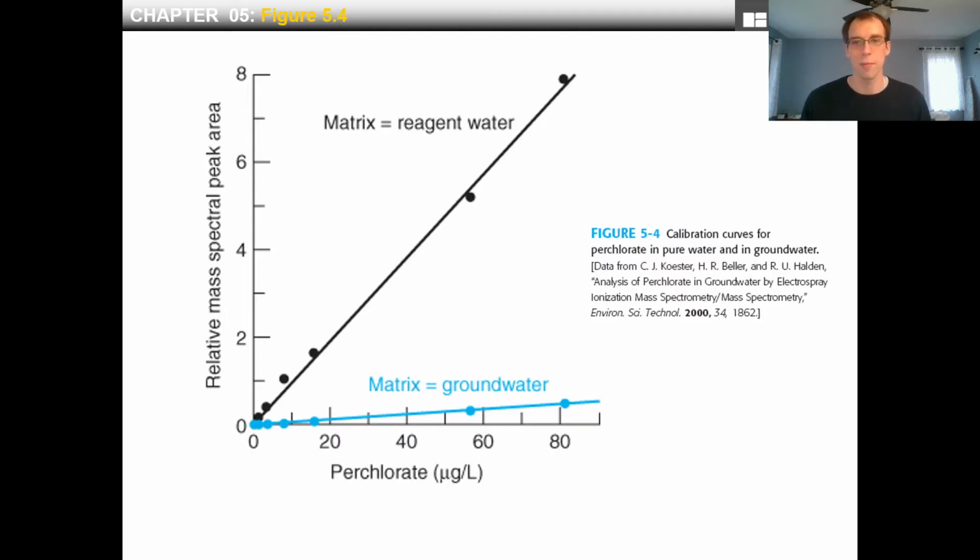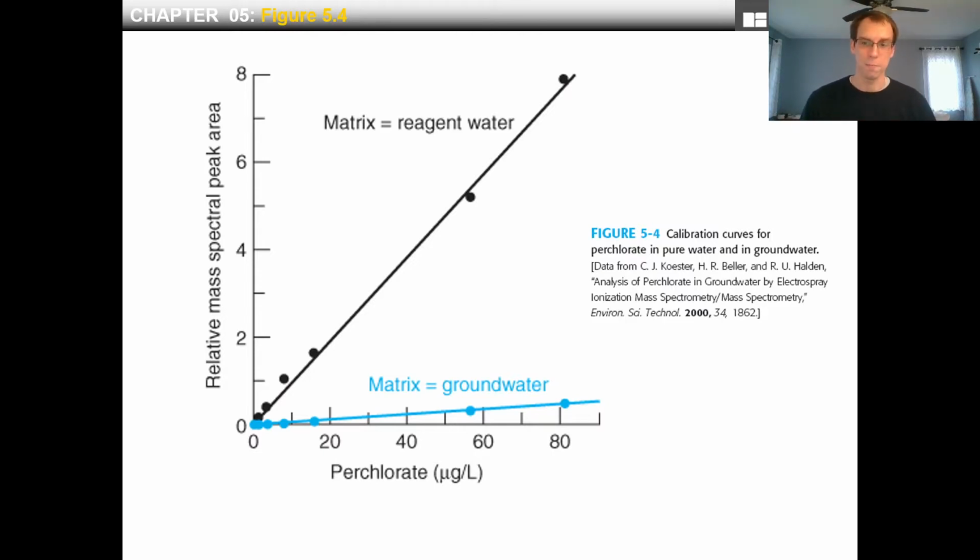This is figure 5.4 from your textbook, showing that if we have two different ways, or the same way, of measuring the concentration of perchlorate, ClO4-, in groundwater, or in water in general. The black points in line are reagent water, so that's like what you would prepare in a lab. Whereas if you measure that concentration of perchlorate in groundwater, you can see that the slope of the curve is vastly different.